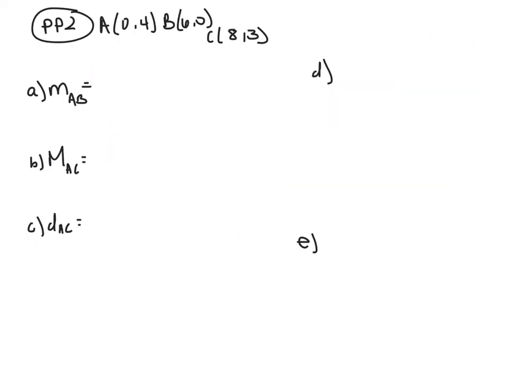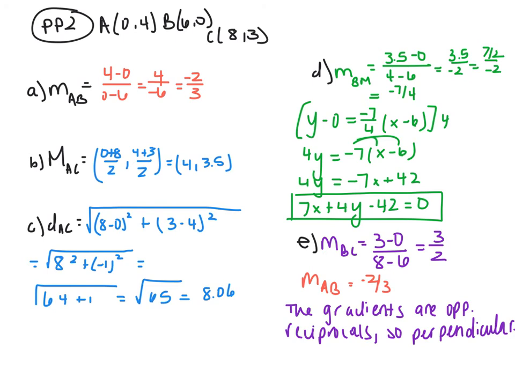Past paper question 2 asks us about 3 points. A is (0, 4), B is (6, 0), and C is (8, 3), and then asks us some different questions about those 3 points. Part A asks us the slope of the line segment AB. It doesn't matter which order, whether you pick A to go first or B to go first. I picked A to go first, y minus y over x minus x. Make sure you line up the correct coordinates. So I have 4 minus 0 over 0 minus 6, and you get 4 over negative 6, or negative 2/3.